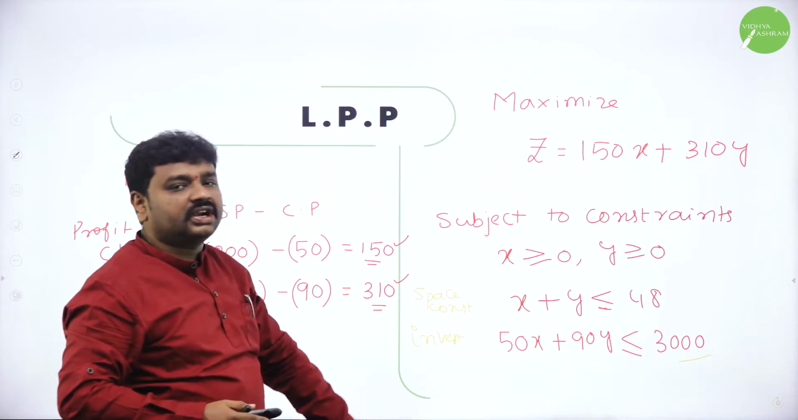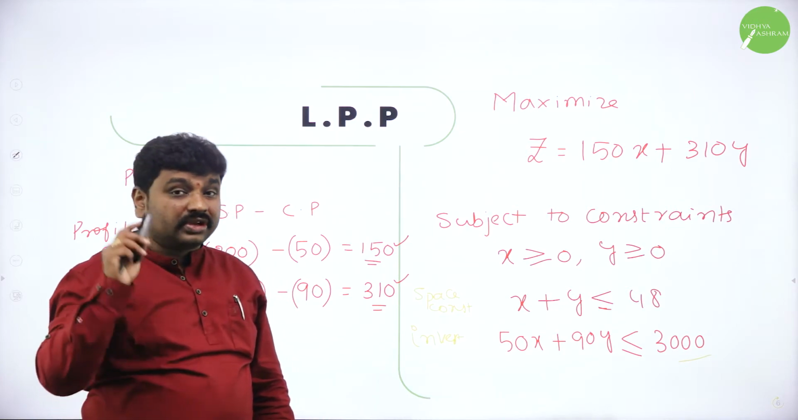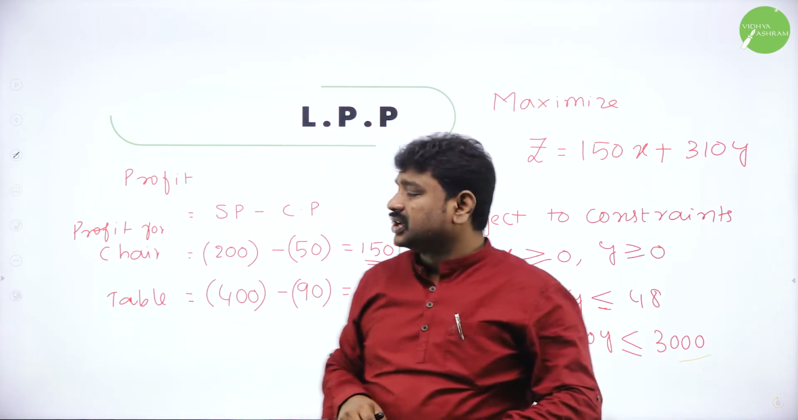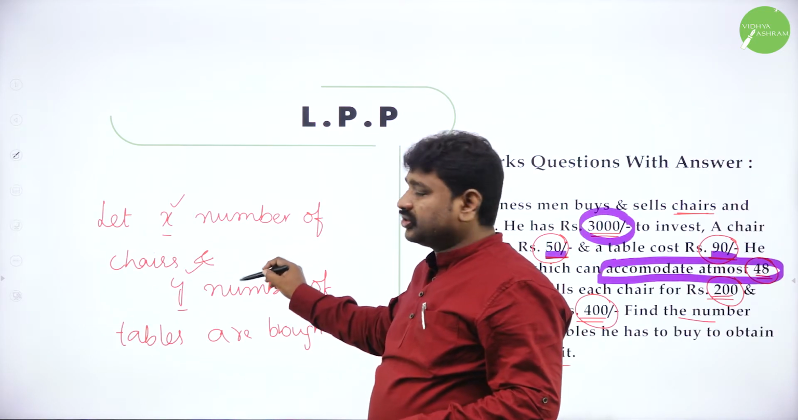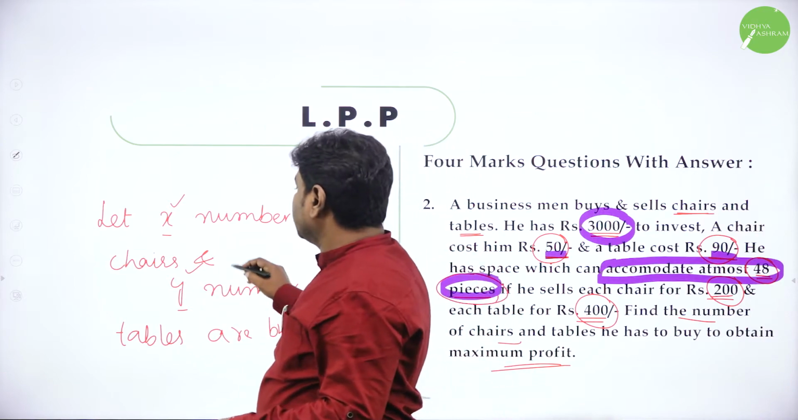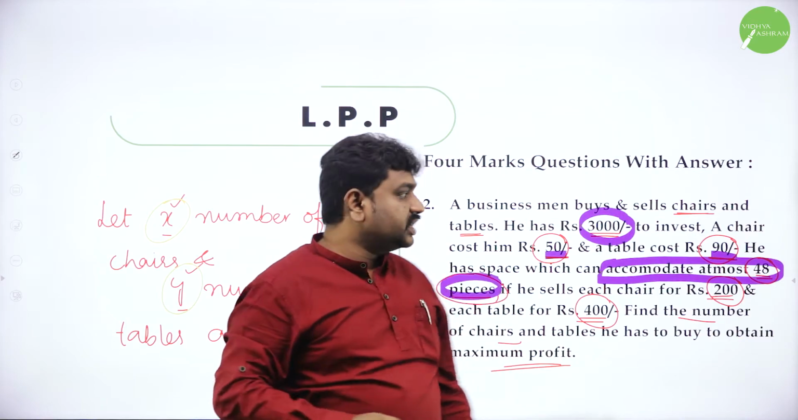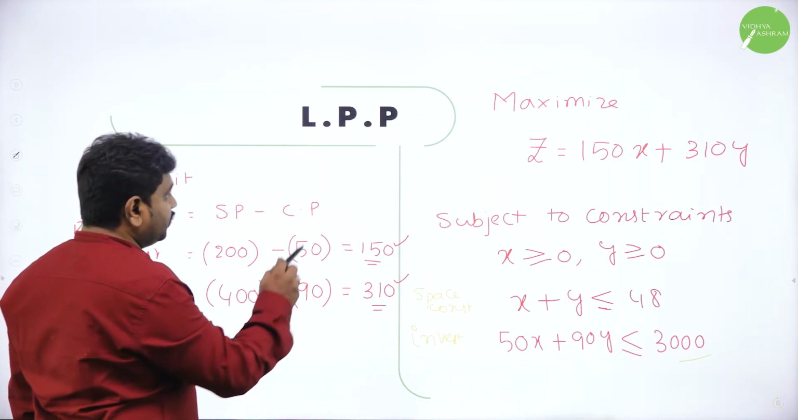So we formulated a linear programming problem. In today's class, I am teaching how to formulate, and I taught you in the last class what the steps are. What is step number 1? Find the unknowns, define the unknowns. The unknowns are x number of chairs and y number of tables. And what is condition number 2? We have to maximize the profit.